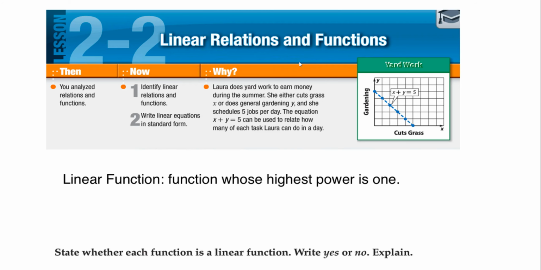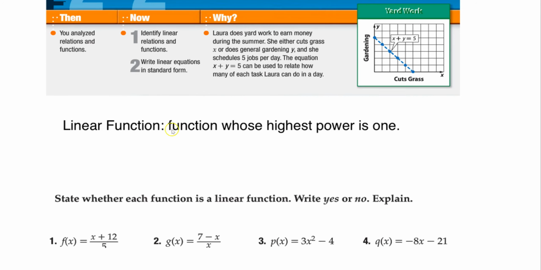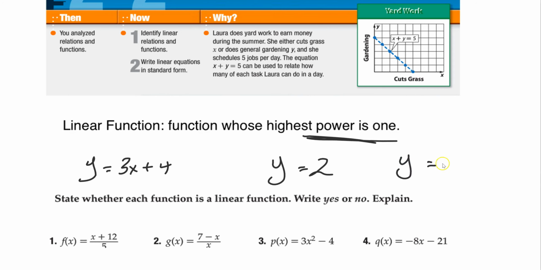2, linear relations and functions. In this lesson, we're going to talk about a very specific type of function and relation called a linear relation. So what is it? A linear function is a function whose highest power is 1. So something like this, something like this, something like this. The highest power in all of these right here is the power 1.